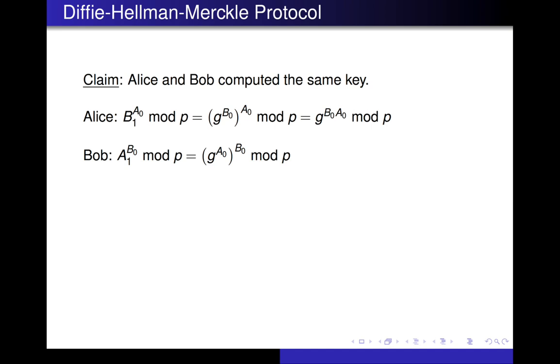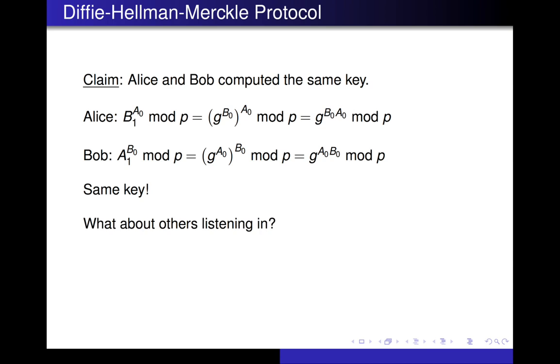We again use our exponent law. We get G to the A0 B0. And again, we note that B0 A0 is the same as A0 B0. So they actually computed the exact same key. G to the B0 A0 and G to the A0 B0, they're exactly the same number.